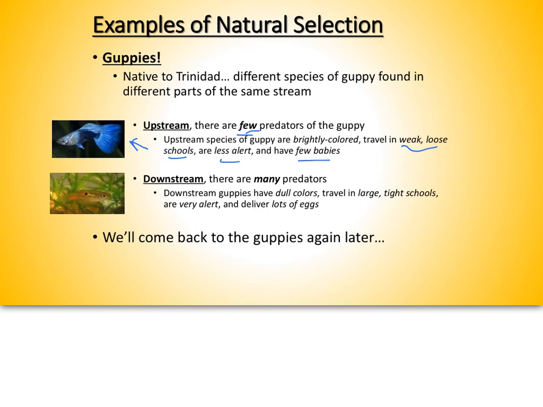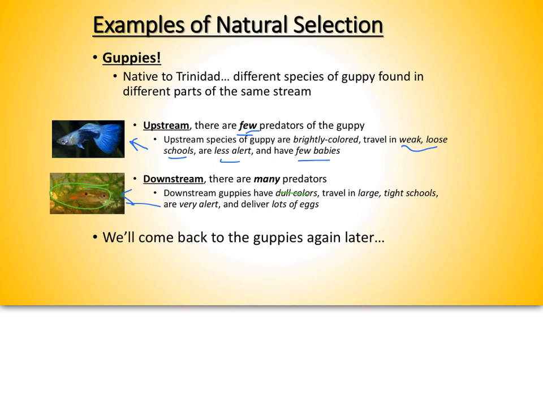Now, the opposite things are all true if there are lots of predators. So if you look downstream, you will see a totally different population of guppies that act and look differently because what they have to worry about is getting eaten all the time. And here's what these guppies look like. These guppies are very drab, or dull, in color. And that's so that they blend in more with their environment and the predators don't notice them.